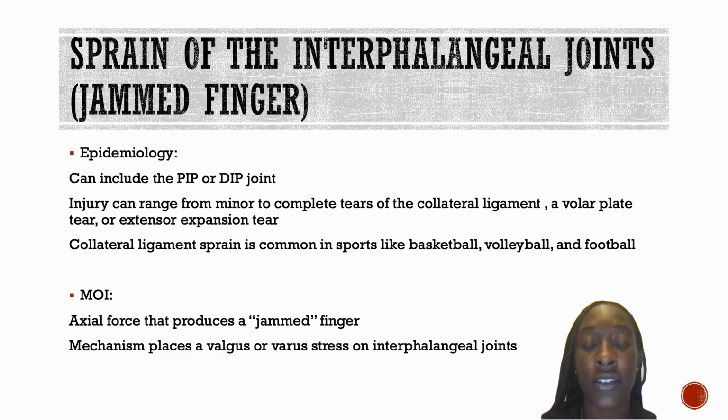Your collateral ligaments on either side of your finger are most commonly injured in sports like I said, basketball, volleyball, and football. The mechanism of injury, the axial force is going to produce a jammed finger, and the mechanism places either a valgus or a varus stress on the interphalangeal joints.